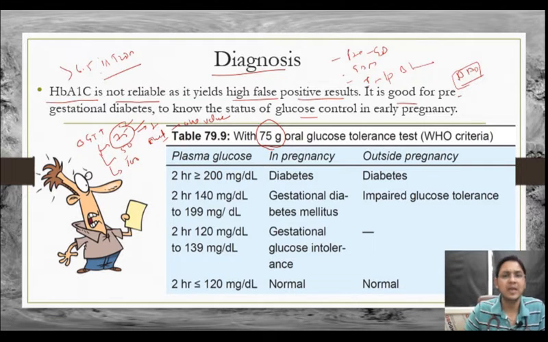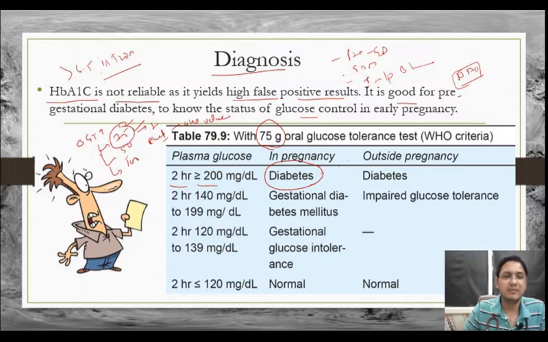We give 75 grams of anhydrous glucose, and we take the sample after 2 hours, and if we find that the blood sugars are more than 200, the patient is having diabetes. It's not gestational diabetes, it is diabetes, meaning before conceiving, the patient was having diabetes, but she might not know the fact, or she might be having diabetes and taking medication. So blood sugars of more than 200 is diabetes only.